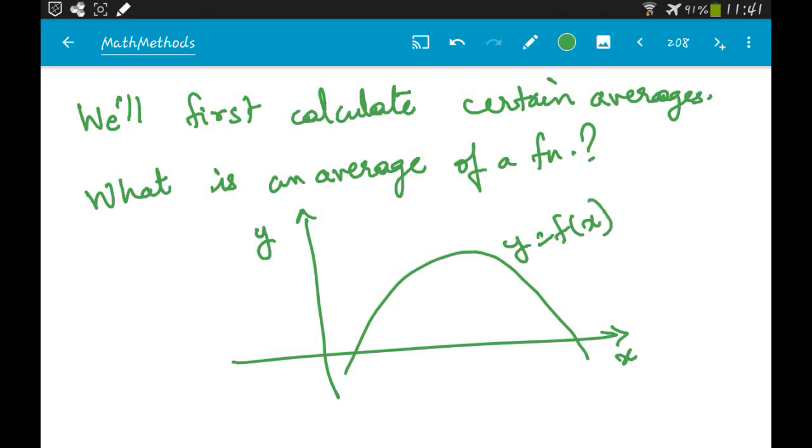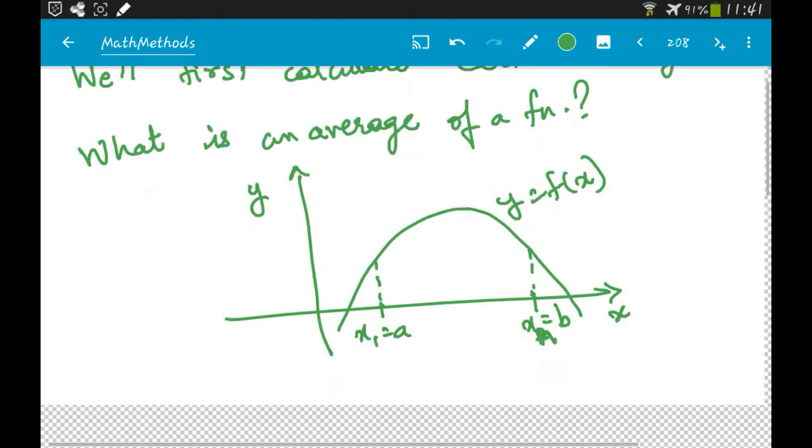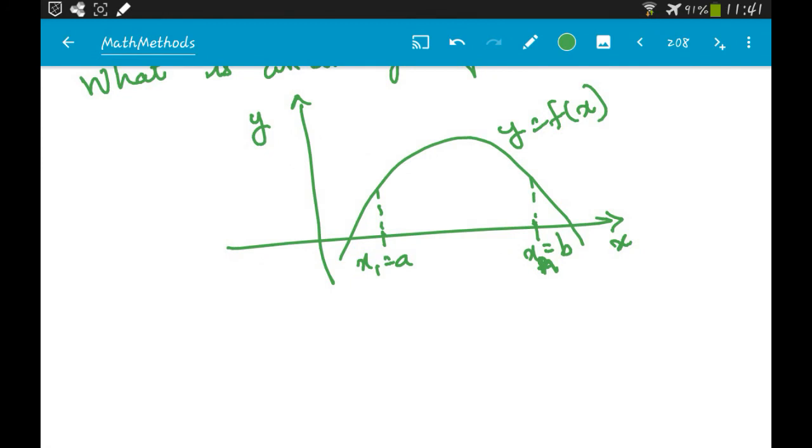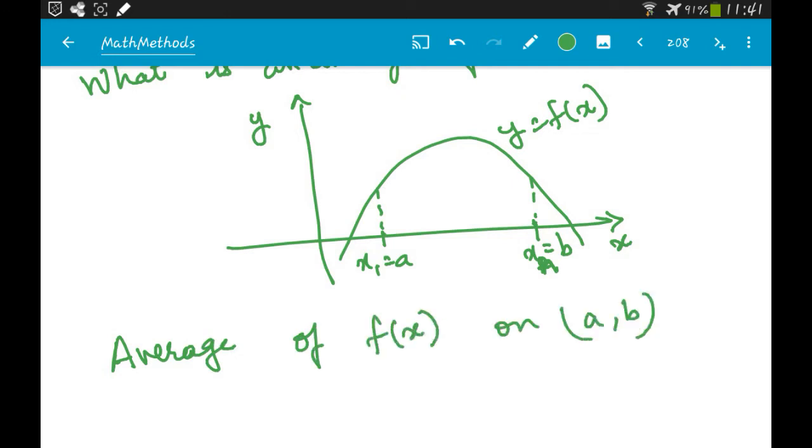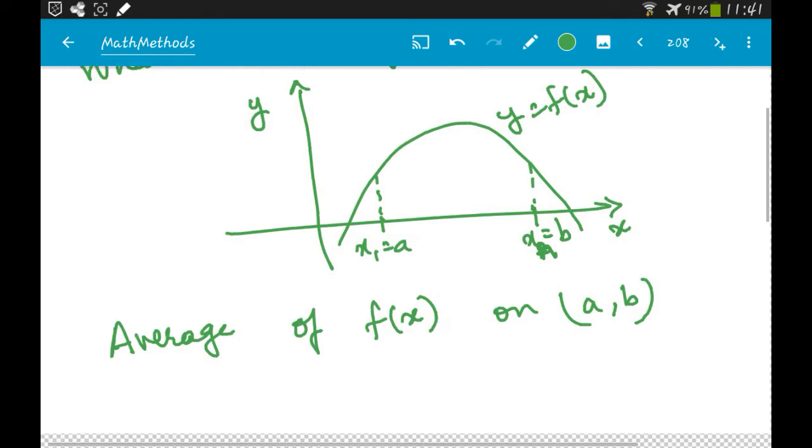This curve represents your function. And let's say you want to find the average between x1, which has the value a, and xn, which has the value b. So you want to find your average between x1 and xn for this function. So how will you do it? Suppose the average of f of x on a comma b, where a is the lower point and b is the higher point. So you want to find the average in this interval. So what will it be?